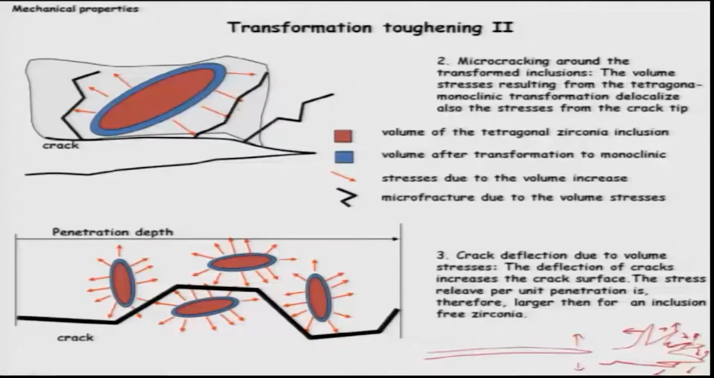The third way, which I discussed already, is the crack deflection due to volume stresses. The crack which was moving like this is the red one you see here. There are precipitates lying in these kinds of regions. The red region is the tetragonal volume, and the blue is the volume increase because of the transformations in each case.